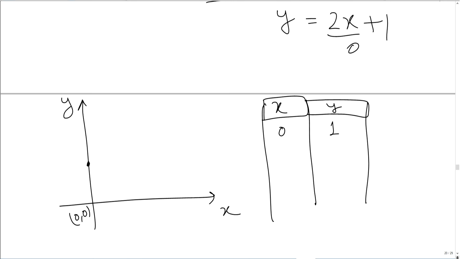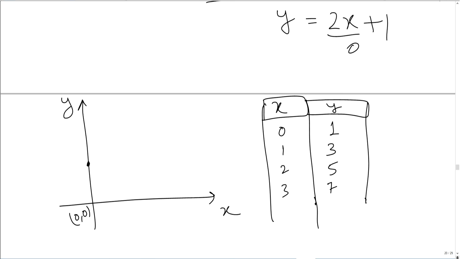Okay, fine. Now let us see how the value of y changes as you go towards larger positive values. As you go towards 1, 2, 3, let us see what would be the value of y. When x is 1, y will be 2 into 1 plus 1, which is 3. When x is 2, y would be 5. When x is 3, y would be 7.